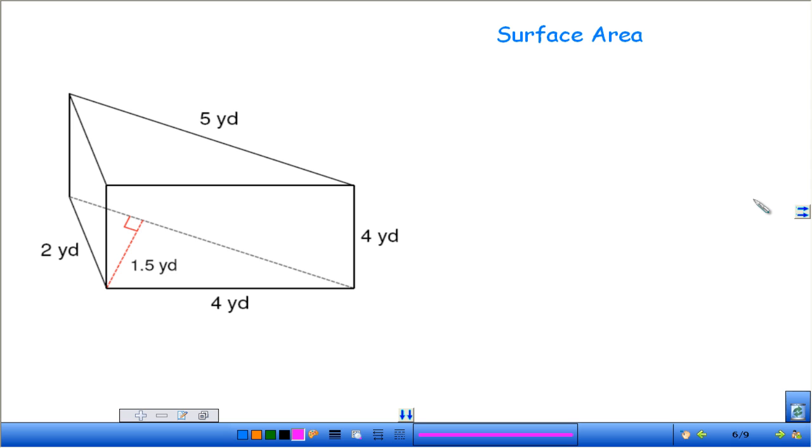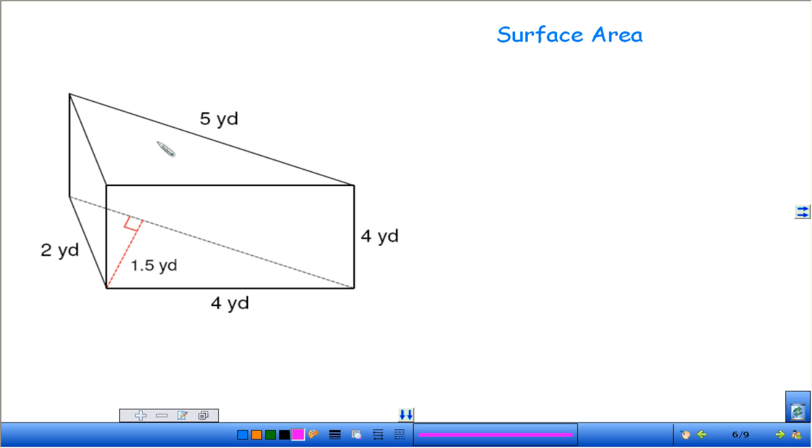So we're going to start with surface area, and this would be called a triangular prism. Okay? Since it's defined by a triangle, the base of this one would be the triangle. So when we find volume, we're going to have to find the area of the triangle and then multiply it by its height. But this one gets a little tricky with our surface area. I think surface area is definitely a little more difficult than volume.